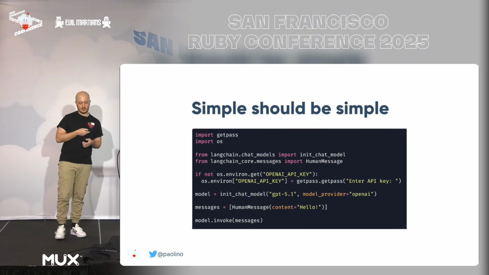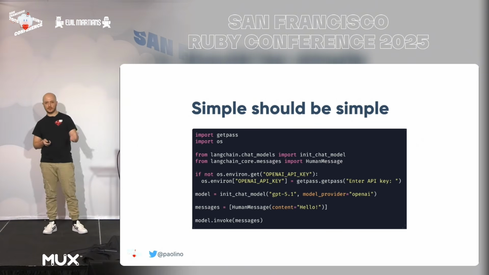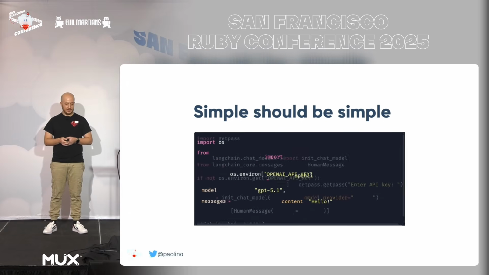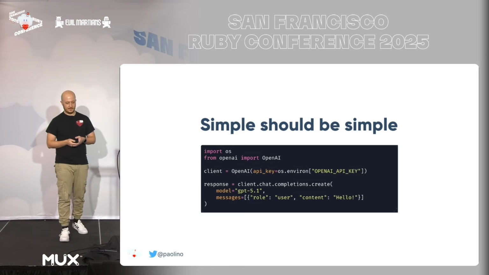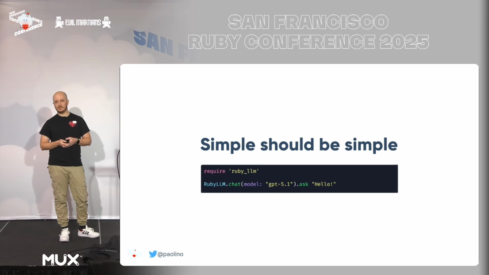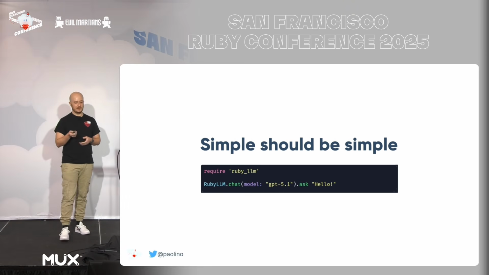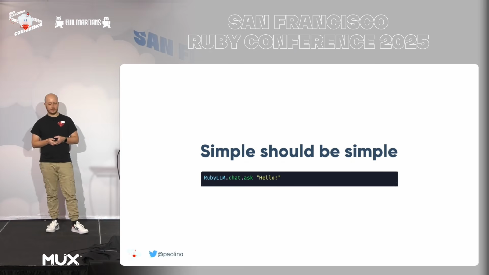Simple should be simple. We already saw that example. This is for Python's LangChain. This is from OpenAI's Python SDK. And this is from RubyLLM. But we can go even simpler than that, because we have a default model.